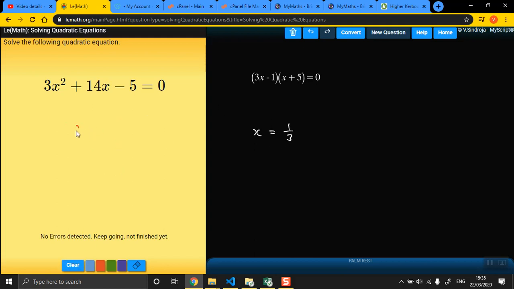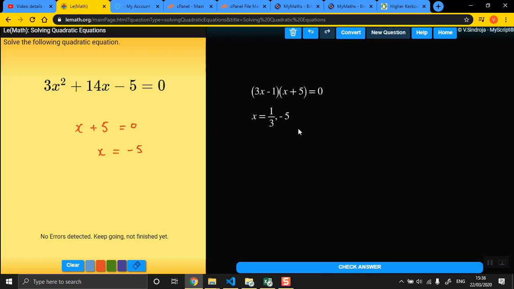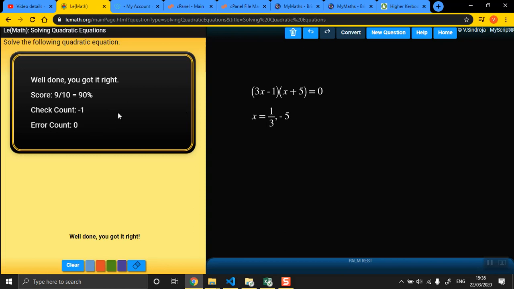Okay, and then if I look at the next bracket, x plus 5 equals 0, and solve that mini equation, it's dead easy. x has to equal -5. So there are your two answers. The two answers for this equation are x equals a third and -5. Now I'm just going to check that. Okay, and it's right. The reason it gave me 90% is because I checked it on that one term there. If I do the whole thing in one go, it won't bother doing that.